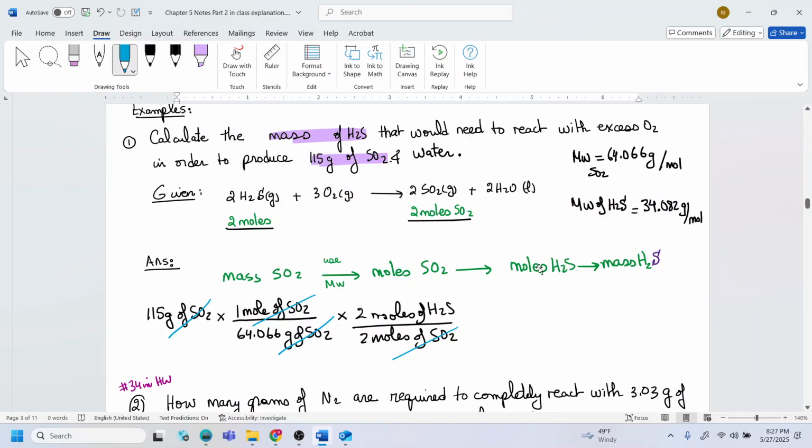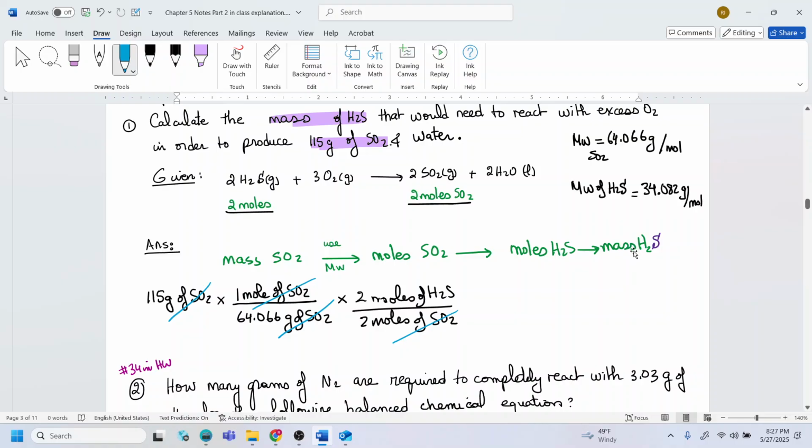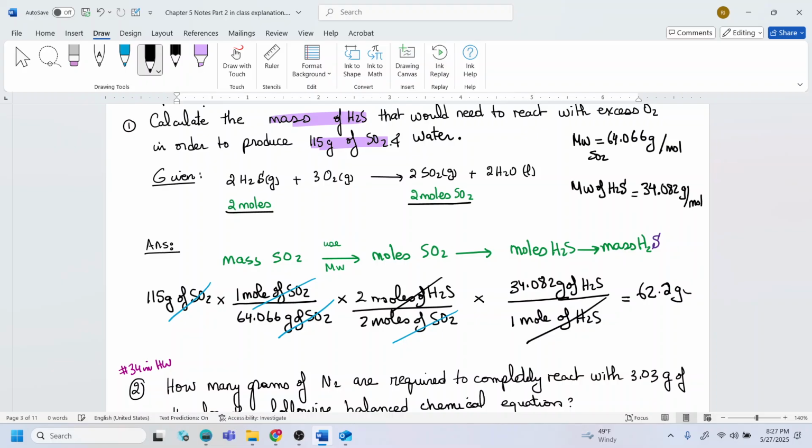So I am here. Now I want to go ahead and change it into the mass. To change it into the mass, I'm just going to multiply. This is for every 1 mole of H2S, so that I can cancel this out. The molecular weight is 34.082 grams of H2S. This way, my answer is going to be in grams.